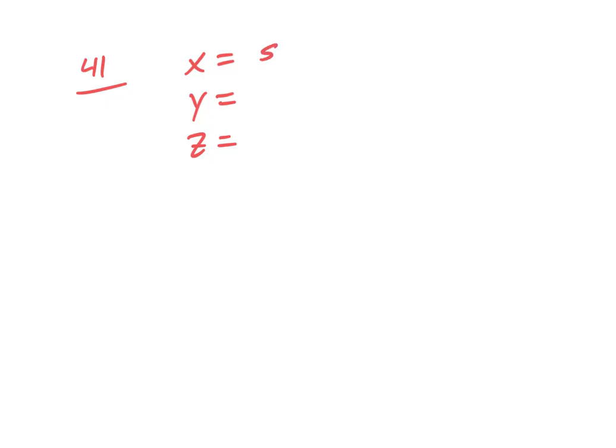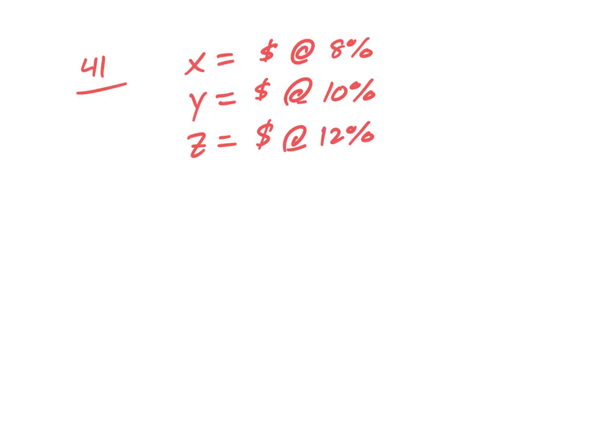So for X, I'm going to say X is the amount of money that I'm going to borrow at 8%. Y is the amount of money borrowed at 10%. And then Z is the amount of money borrowed at 12%. Okay. Those are the three amounts that I borrowed money from a bank or a lender of some kind. The total amount of money borrowed was $30,000.